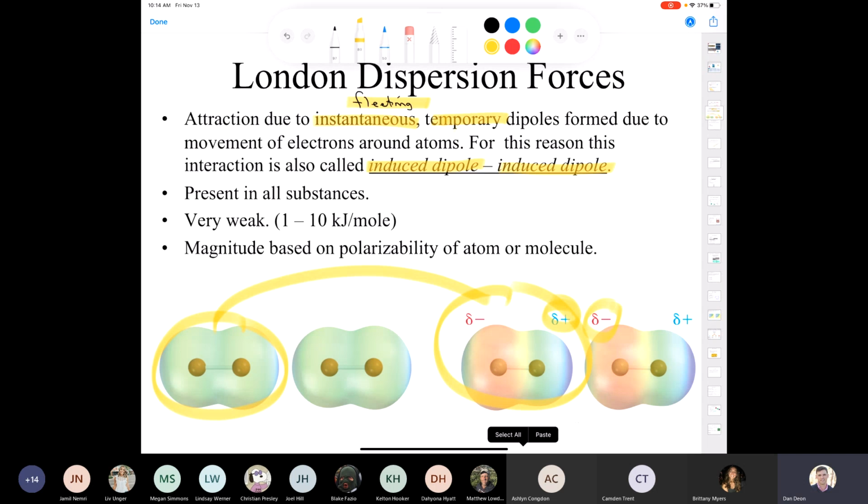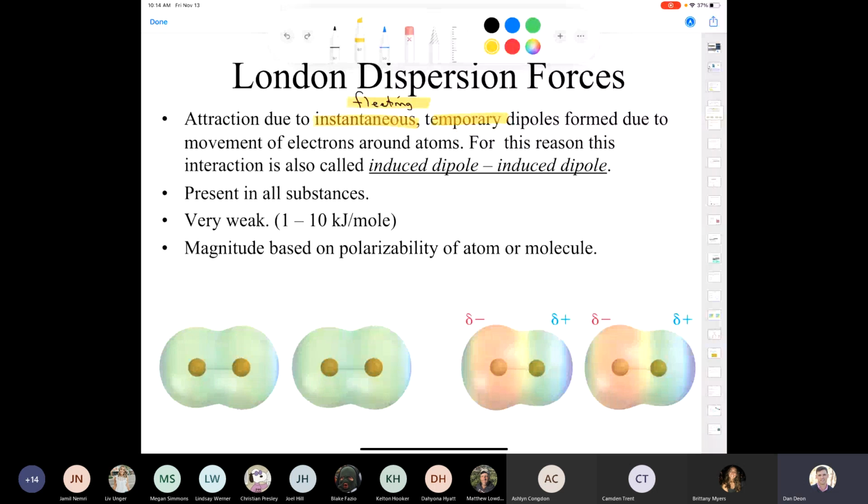What's it based on, right? Why would it be strong sometimes and weak other times? Well, that's based on what's called the polarizability of the molecule. And if you're wondering, what the heck? Polarizability is kind of like, you guys know what a marshmallow is? Okay. Marshmallow is nice and soft and squishy. Polarizability is like the squishiness of the electron cloud.